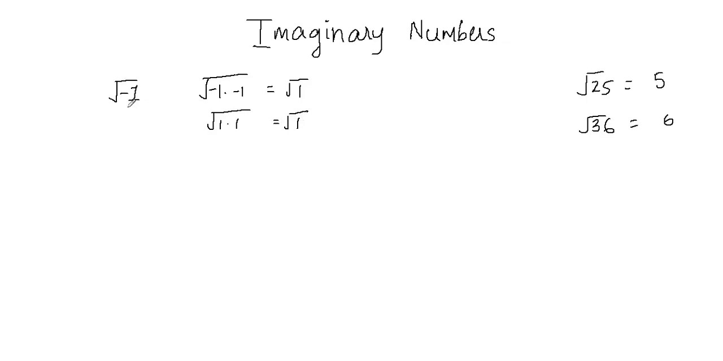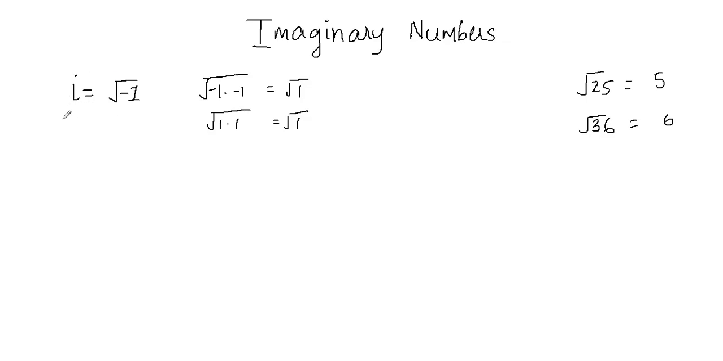So now we know that there's no such real number which when multiplied by itself gives us -1. So the square root of -1 does not exist among real numbers. That's why we came up with the concept of imaginary numbers. So I can say that the square root of -1 is equal to i, where i stands for the imaginary number.